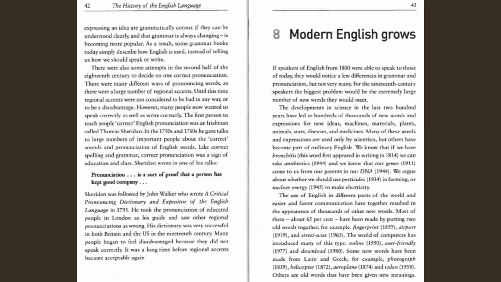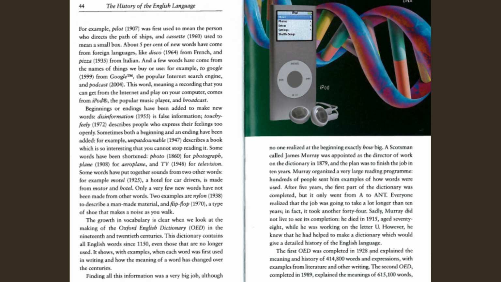Some new words have been made from Latin and Greek, for example, photograph, 1839, helicopter, 1872, aeroplane, 1874, and video, 1958. Others are old words that have been given new meanings. For example, pilot, 1907, was first used to mean the person who directs the path of ships, and cassette, 1960, used to mean a small box.